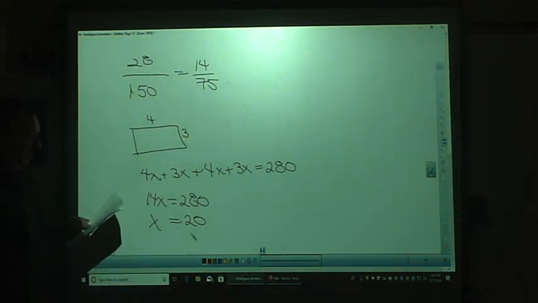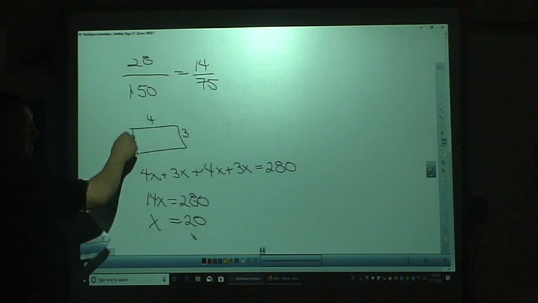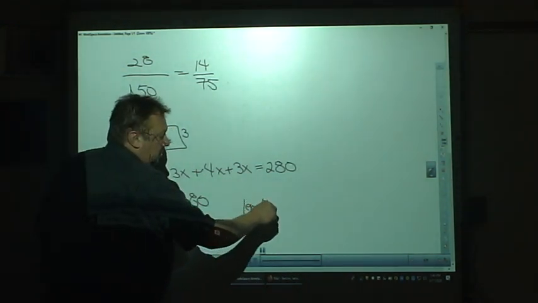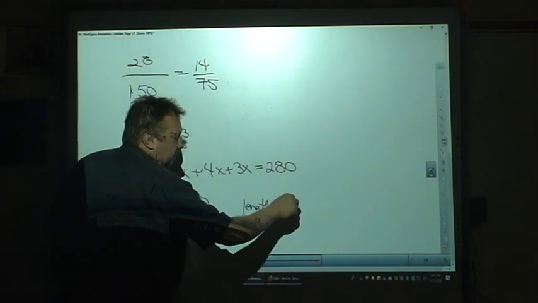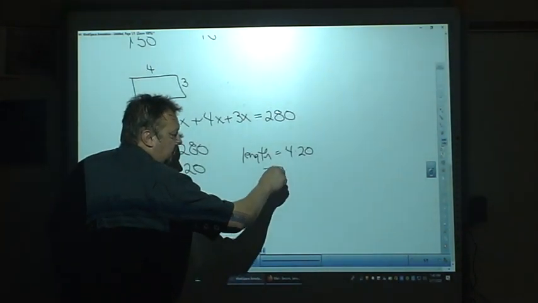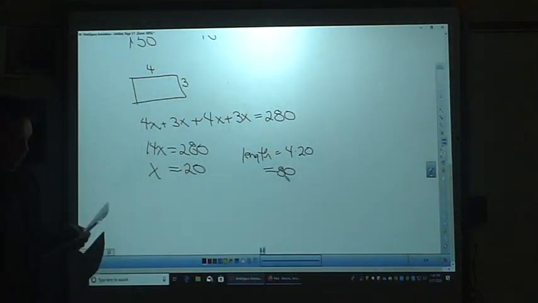Then it says find the length of the rectangle. The length is 4x, so the length is 4 times 20, or 80. Again, the reason we had to do this was because we had a perimeter, so we had 4 equal sides.